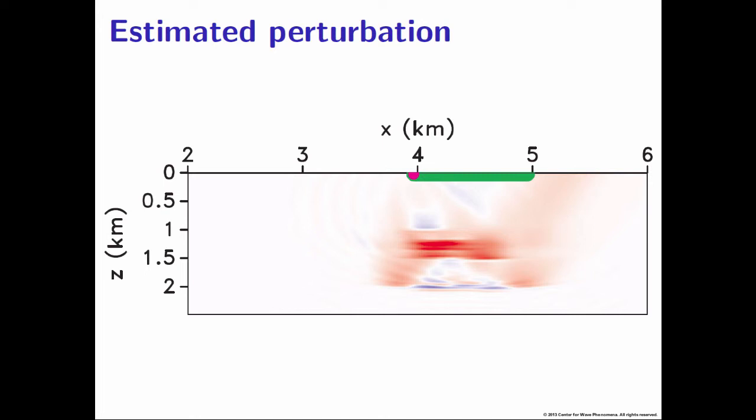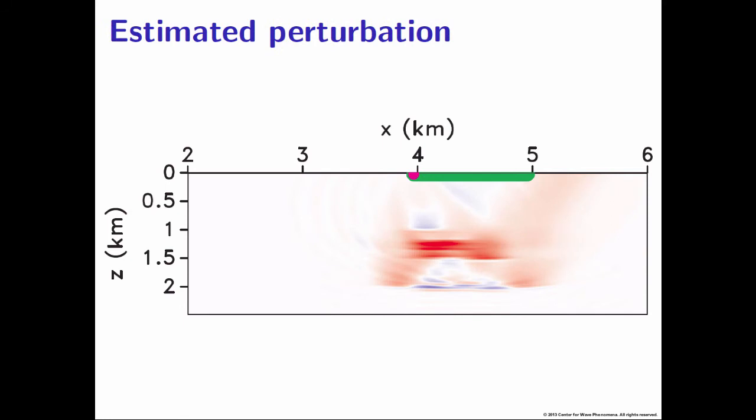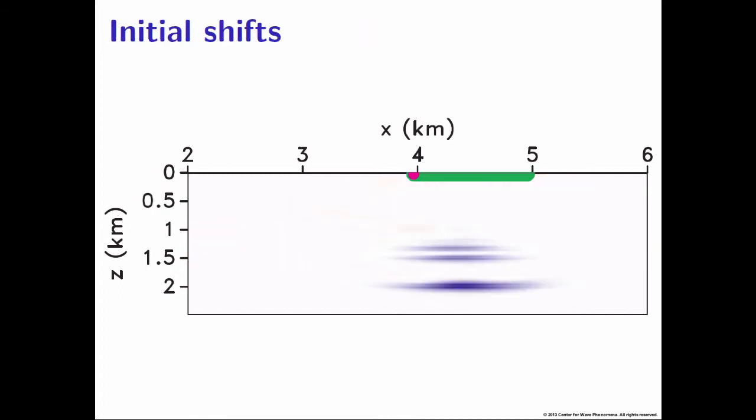Of course, there are some side lobes outside the area, but this is due to the fact that we are using a single shot. But even though we are using a single shot, we are able to constrain the location of the anomaly fairly well. And this is the comparison with the correct perturbation. You see that the algorithm is able to focus on the area that is actually affected by the perturbation in the velocity model. And when we compare the initial shifts with the final shifts estimated from the corrected images after wave field tomography, we see that now these shifts are negligible or much smaller than the initial shifts.